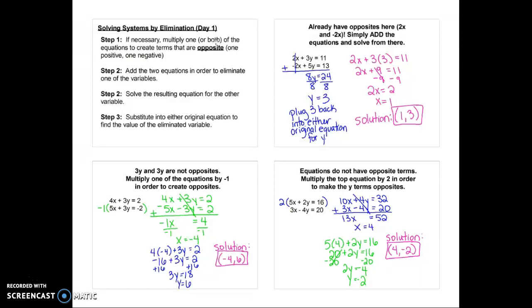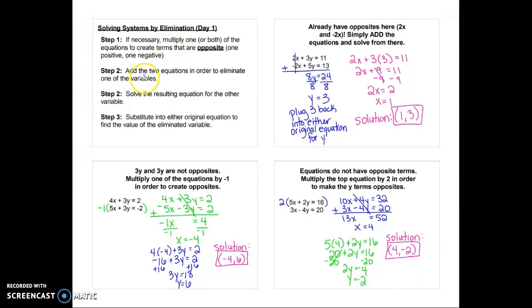Okay? That means negative and positive. Opposite means one negative, one positive. So you want the terms to have the same coefficient, so the same variable, the same number connected to the variable. But you want one to be positive and one of them to be negative. So there are cases where that's already done for you and you can skip step number 1. There are times where that's not done for you and you have to do some multiplying to make this happen.